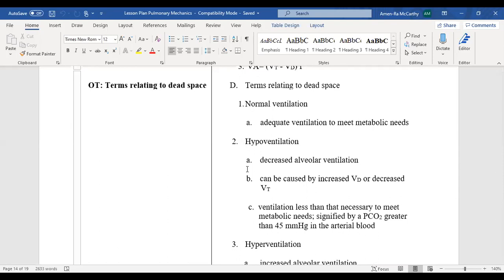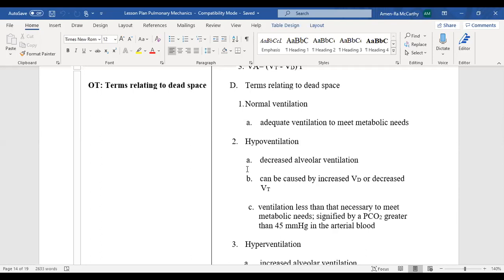Normal ventilation is adequate ventilation to meet all metabolic needs. Now, why do I say metabolic? Well, what is the byproduct of metabolism? What is the waste product of metabolism? CO2. So, my body is metabolizing. I've got to get rid of that CO2, right? So my lungs' job is to get rid of that CO2 so that I can keep doing my thing.